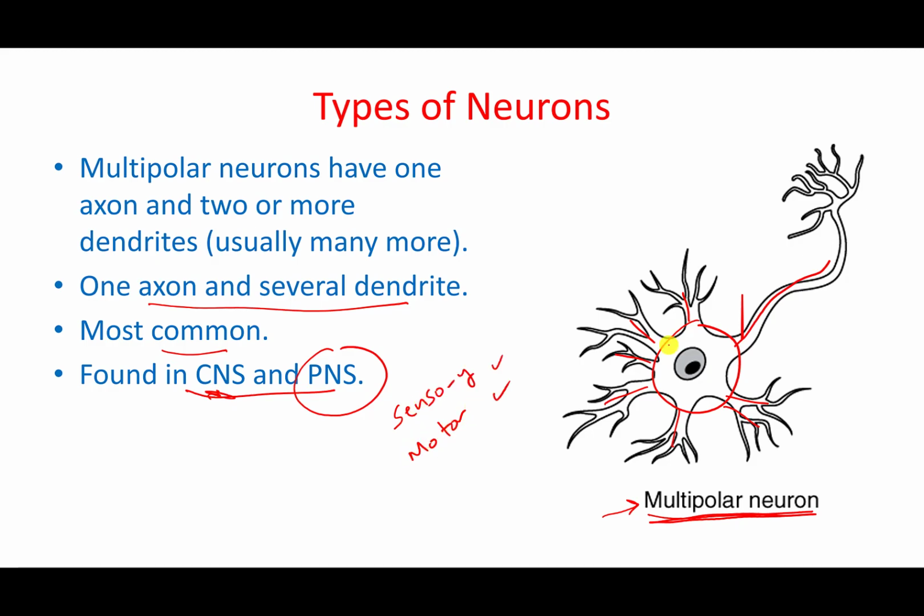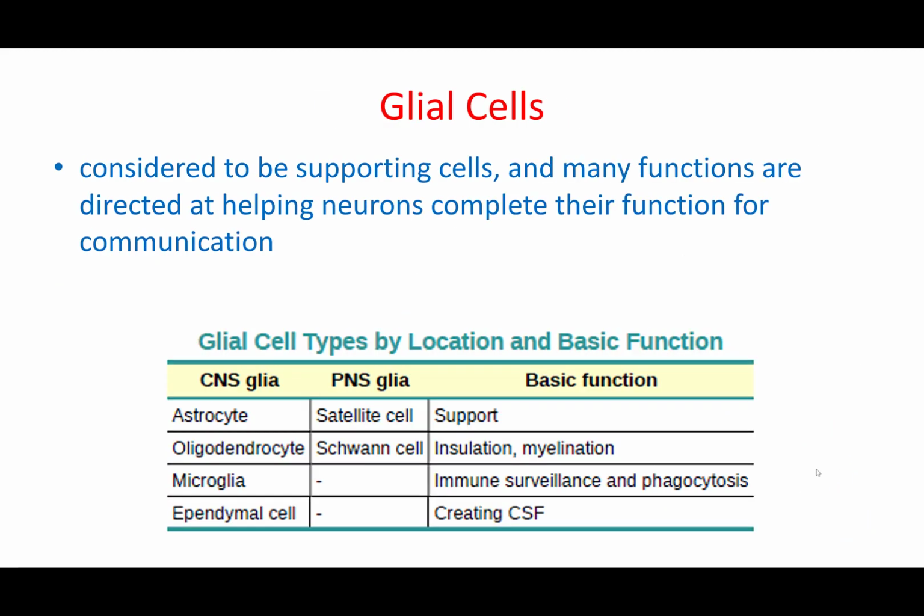And by the way, the axon of these multipolar neurons sometimes could be like 3 feet long. So not necessarily are these short neurons. No, some of them are really long. We have some of these neurons from our L4, lumbar 4, all the way to our toes. I will stop here. When we come back, we will talk about glial cells.